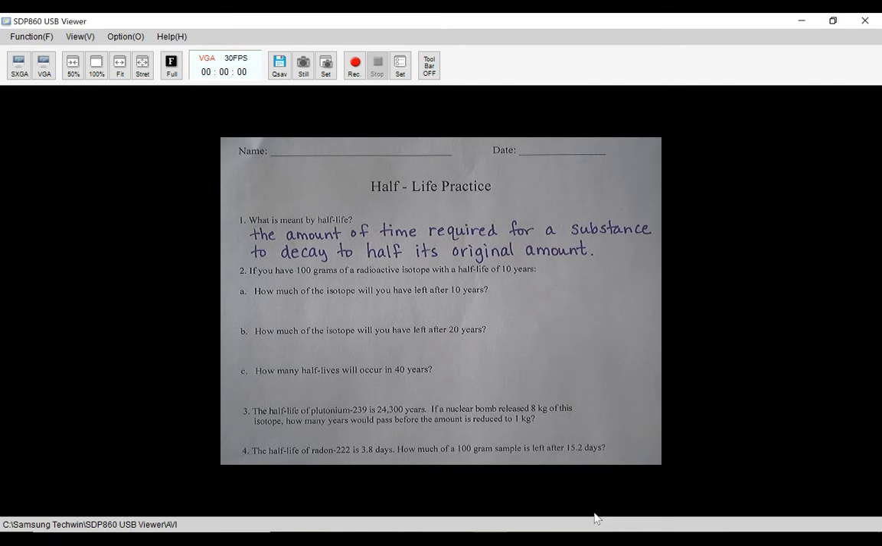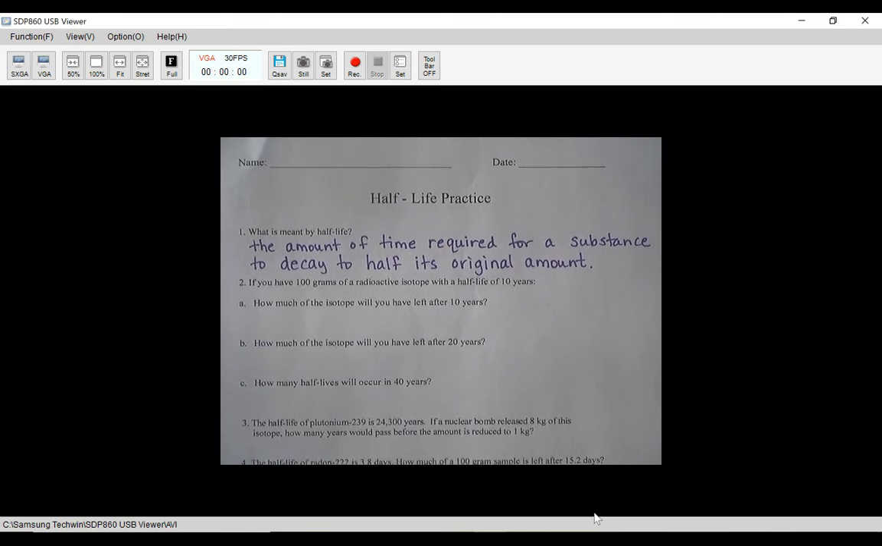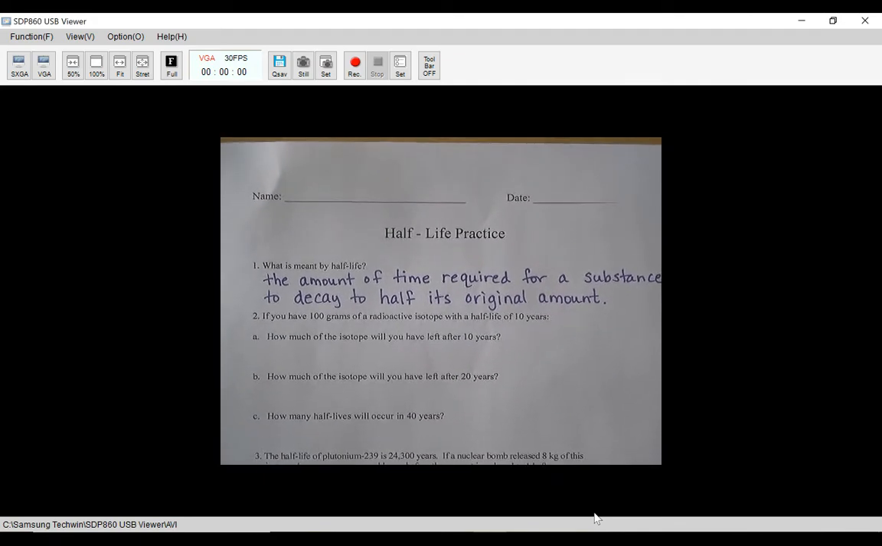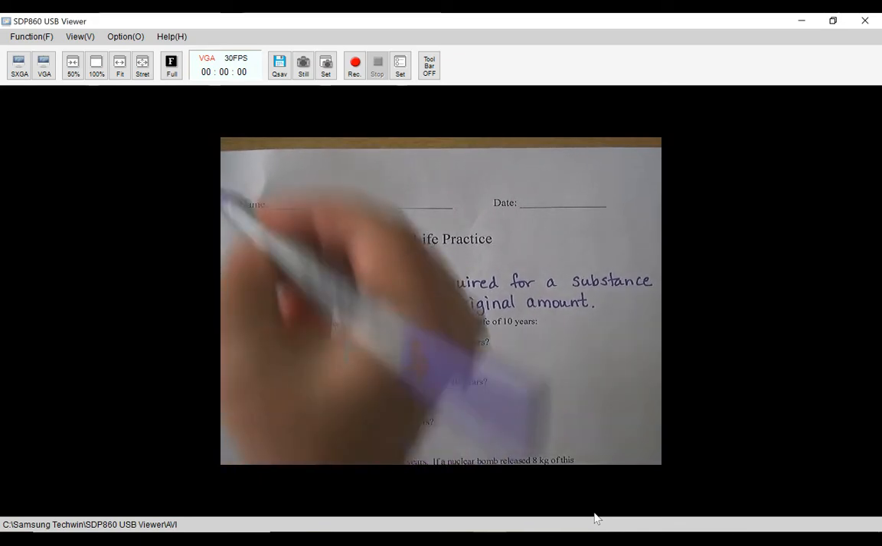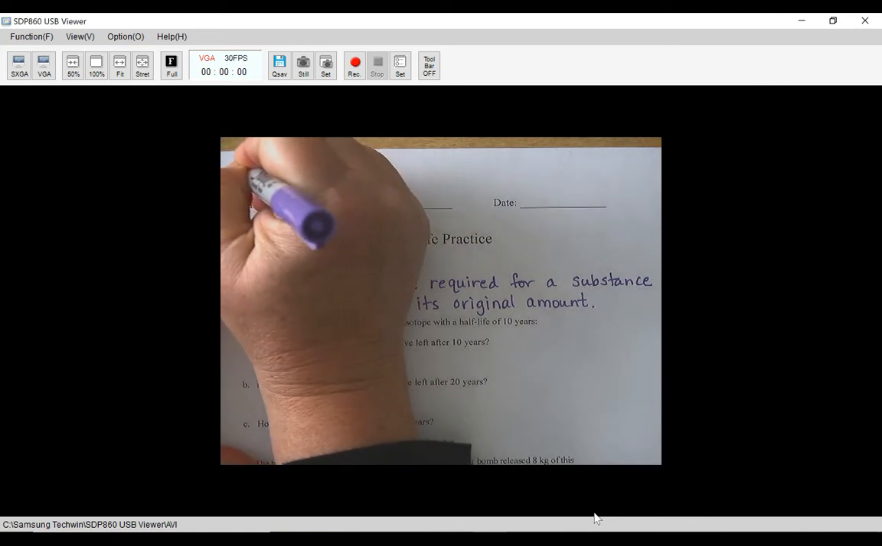Every substance has its own half-life number. Some things decay quickly, and some things require lots and lots of years. There's a formula that we can use for half-life, and I'm going to write it up here at the top of your paper. Okay, and it looks like this.